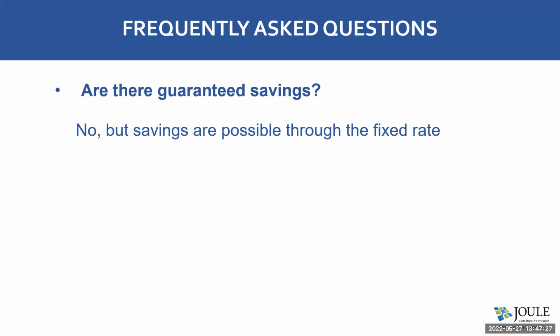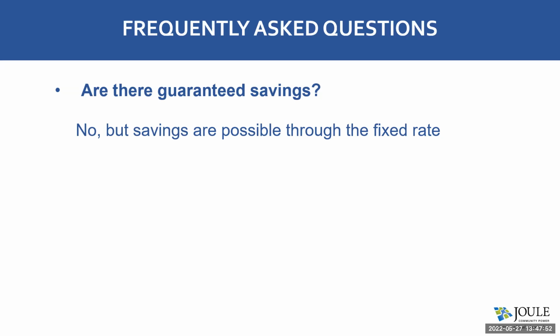Are there guaranteed savings? So no, there's not a guaranteed savings with this program because, as we said, the current default for the utility is a variable rate, meaning it changes each month. So we cannot assure that our fixed rate is always going to be lower than the utility's, but there are ways to help find savings through the fixed rate.